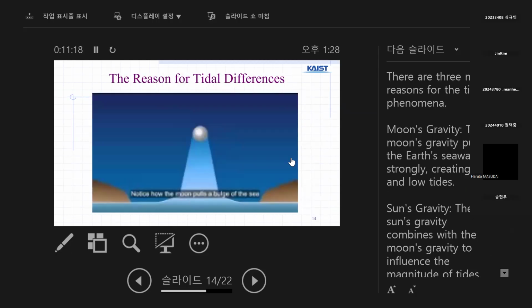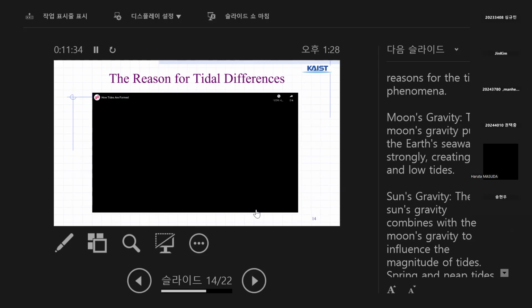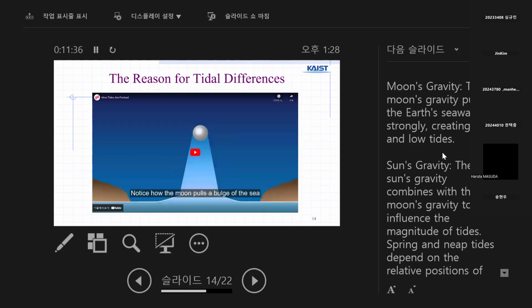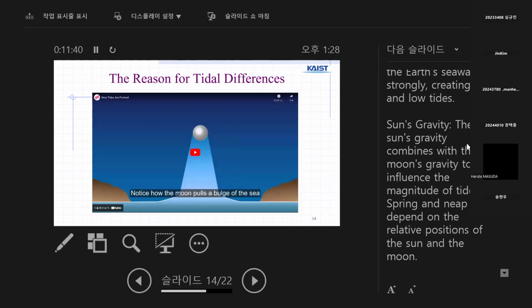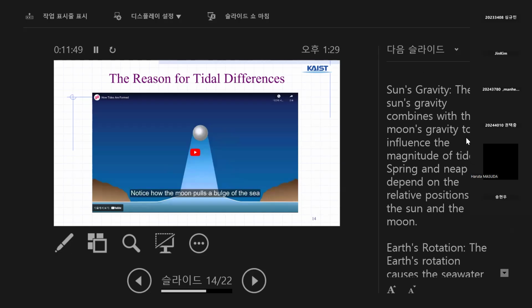There are three reasons for tidal differences. First one is the moon's gravity. The moon's gravity pulls the Earth's seawater strongly, creating high and low tides. The second reason is the sun's gravity. The sun's gravity combines with the moon's gravity to influence the magnitude of the tide. So spring tides and neap tides depend on the relative position of the sun and the moon.